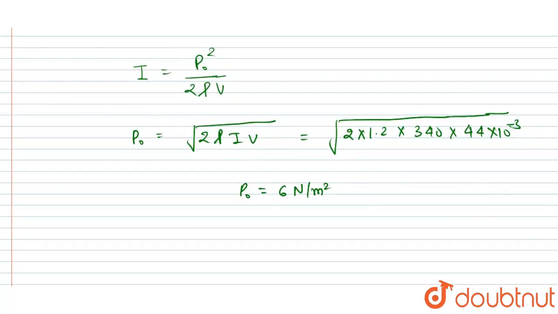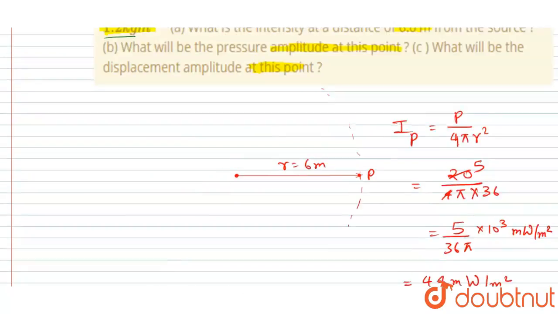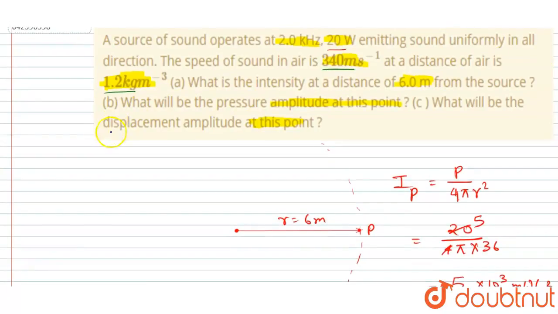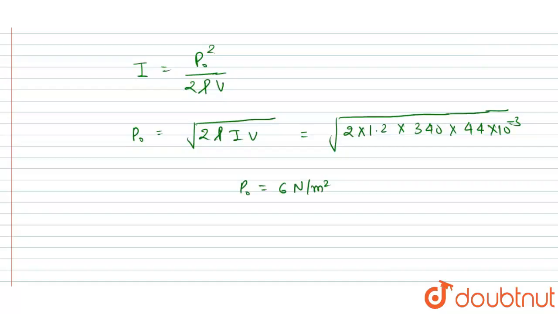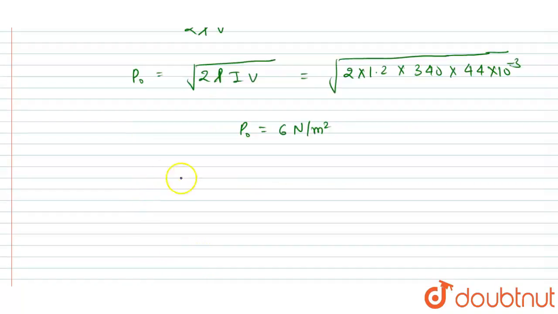Now moving toward the third part. In the third part we have to calculate the displacement amplitude, right? So let's see the relation between intensity and the displacement amplitude. So let's write down the relation between intensity and displacement amplitude. Intensity is 2 pi square, displacement amplitude s naught whole square, frequency square into rho into v.